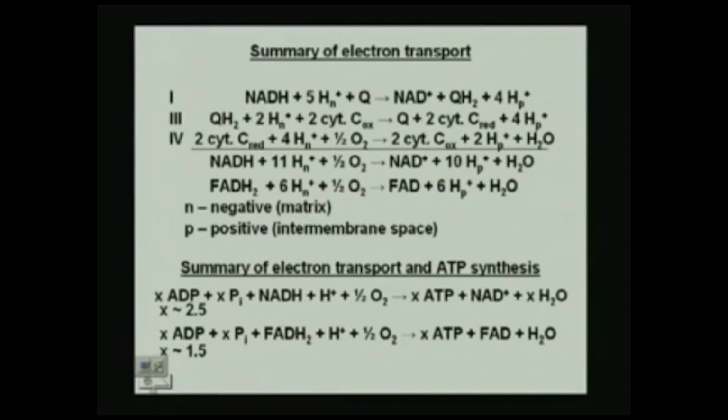Okay. In older books you will see that this is 3 and 2, but now the convention is that for ADP plus Pi, if it is an NADH NAD system, you will get 2.5 moles of ATP, and for the FADH2 system you will get 1.5. Okay. So that many ATPs are synthesized.